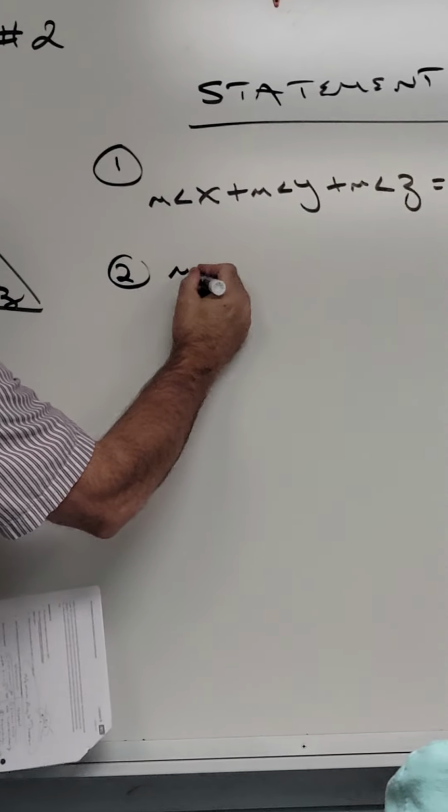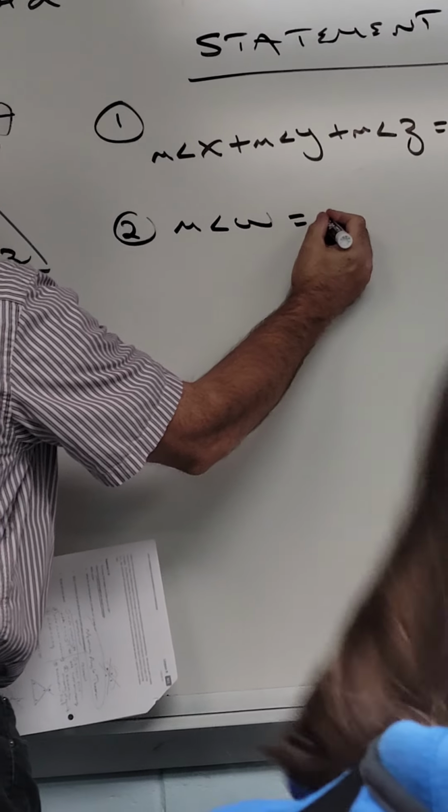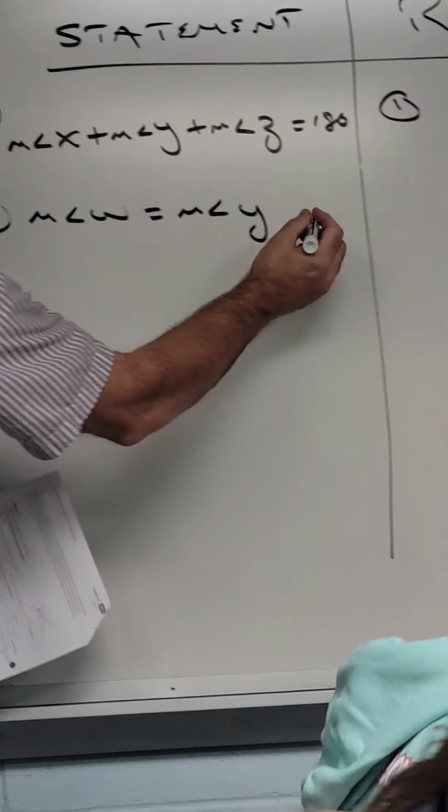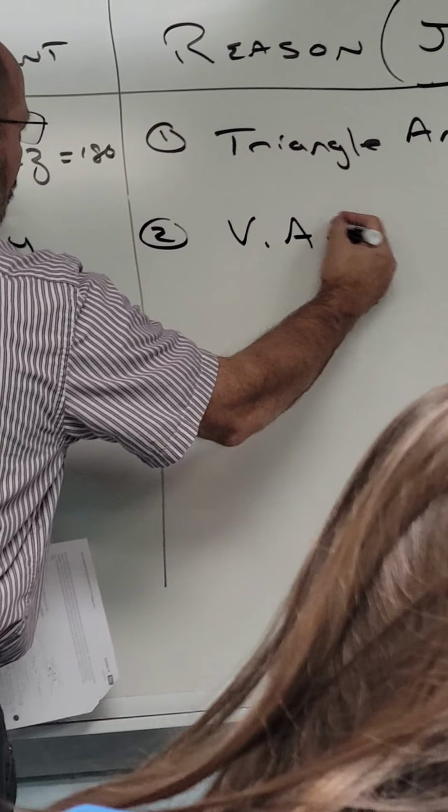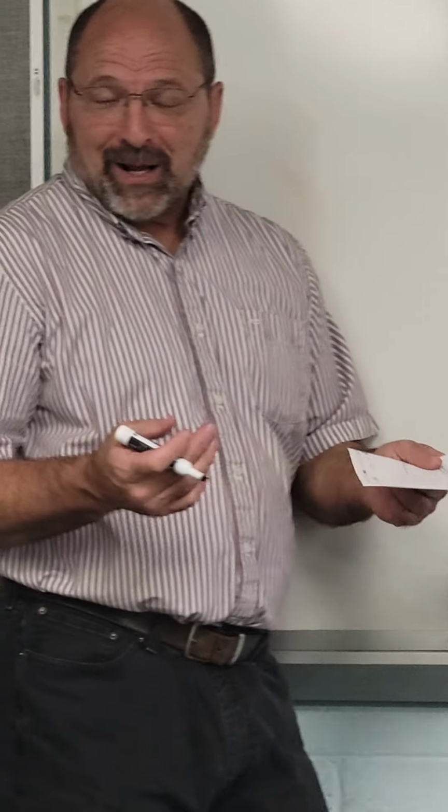So step 2, measurement of angle W equals measurement of angle Y. I'm just going to abbreviate it VAT, and that's for vertical angle theorem. I would suggest you might write it out the first time or two, but if you're comfortable just abbreviating VAT, that's fine.